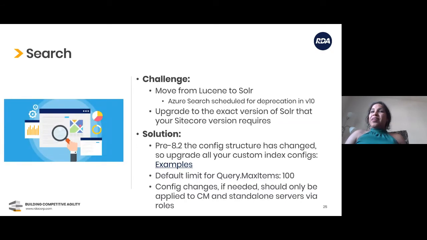All right, search. I've lost count, so I have no idea what number search is. But the challenge is Sitecore has moved from Lucene to Solr. And then Ken, you mentioned, you found this, right, that Azure Search was scheduled for deprecation in version 10? Yeah, I won't claim to be the one that found it. It came up on a Slack chat, and a bunch of people were like, what? And then I went and looked at the 9.3 install guide, and buried in there, it does note Azure Search is scheduled for deprecation as of Sitecore 10.